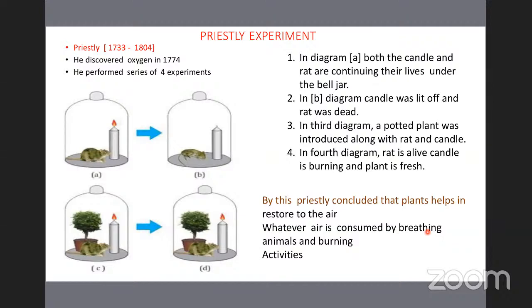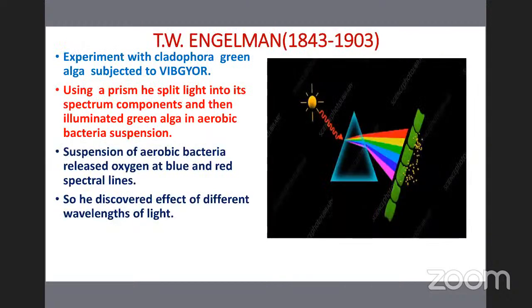This was explained by Priestley. And Engelmann discovered the effect of different wavelengths of light by putting a prism and passing light through it. That splits into 7 different colors, called VIBGYOR. In this, red and blue wavelengths are useful for photosynthesis.